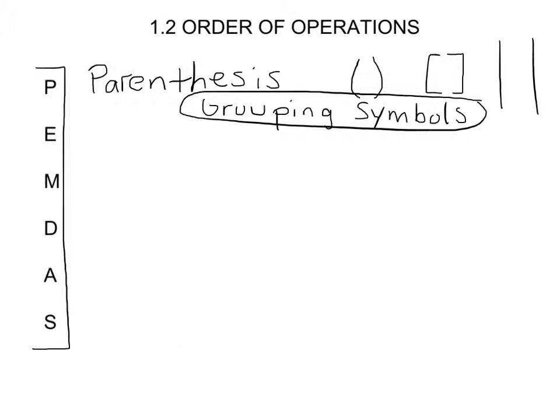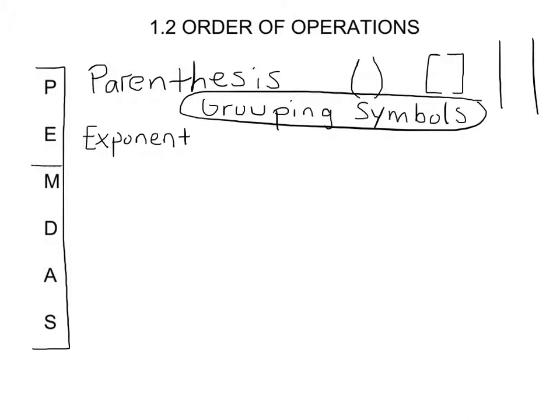The E, you might remember, is my exponents. So after you handle all the parentheses, the next thing that you want to do is you want to take care of all your exponents. So if you see 5 to the second power, that's the next thing that you would like to do. Then we come down to the M and the D.